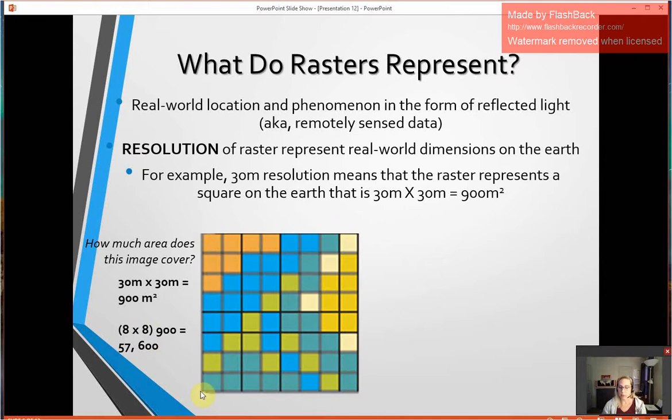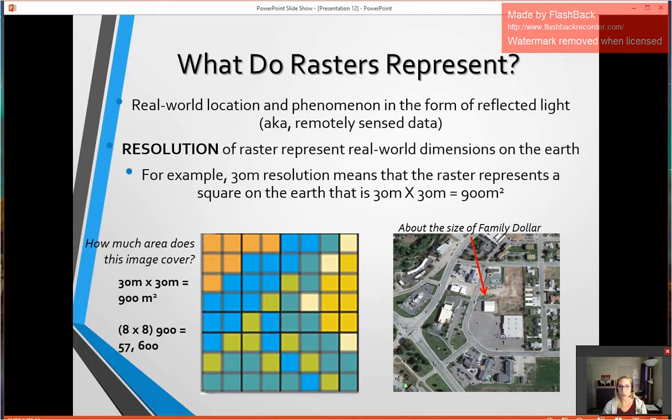And to make that more real, that 30 meter by 30 meter cell is actually equivalent, approximately, pretty close actually, to the size of the Family Dollar that is in Lander, near Lander Center. So that's it right there. So again, when you think about looking at that National Land Cover Database imagery that we'll be dealing with a lot, those squares that you see are actually that Family Dollar. So I think that's pretty cool.